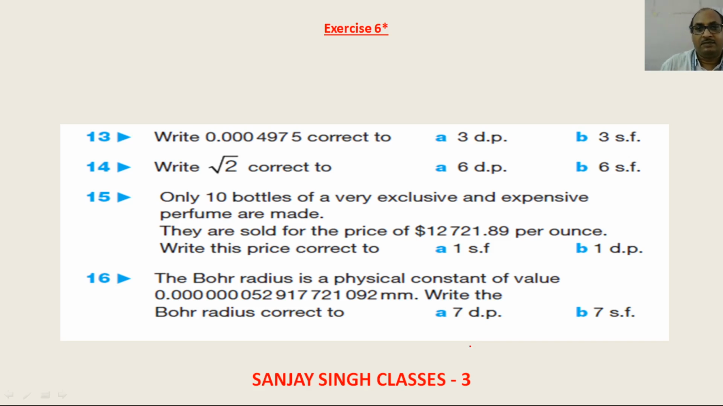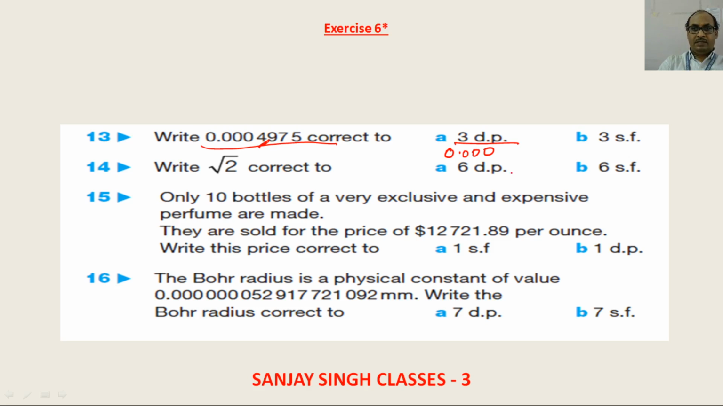Now this exercise 6 star, in that only the word type statement problems I have taken, all questions I have not taken. So here also we can see correct to 3 decimal places. So 3 decimal places means only 0.000. This also is less than 5, so it will become only 0.000.